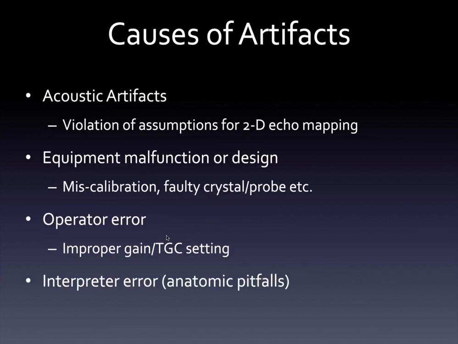The causes of artifact can be a multitude, including acoustic artifacts, which violate the assumptions of the 2D echo mapping. There could be equipment malfunction or design. Way back when we started echo, equipment had to be maintained every 3 months, every 6 months, every year. They had to bring in a phantom to calibrate it. I'm actually curious, over the last 10 years we never have had to calibrate with the phantom. Also, the equipment may not have been calibrated correctly. It could also be faulty crystals.